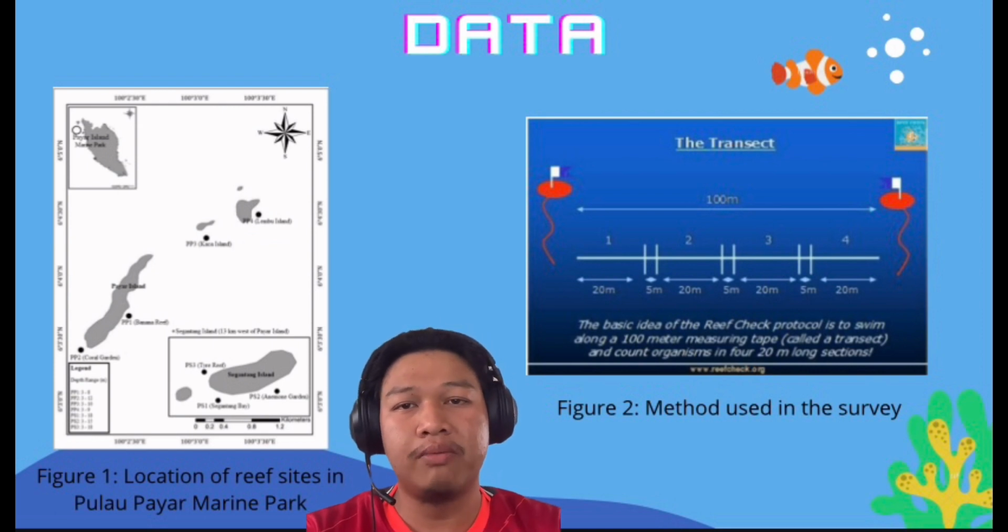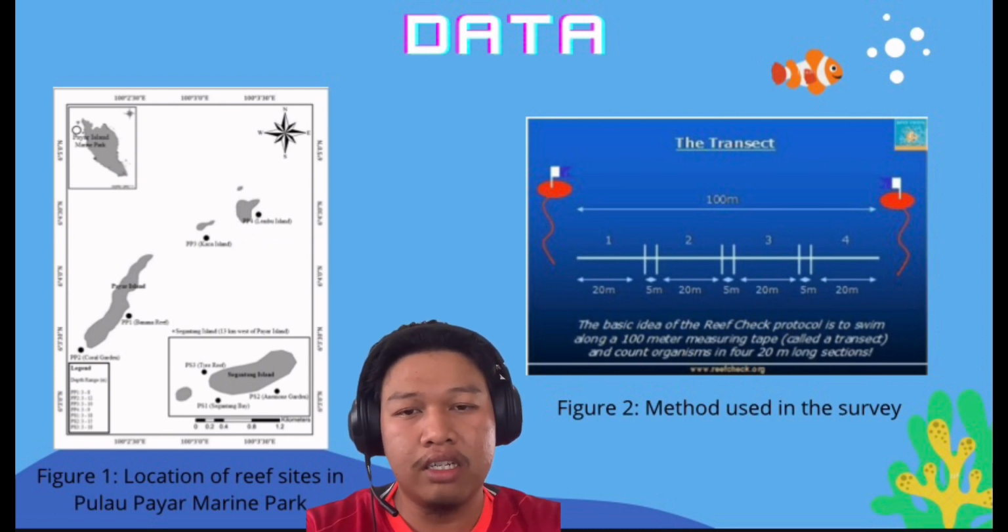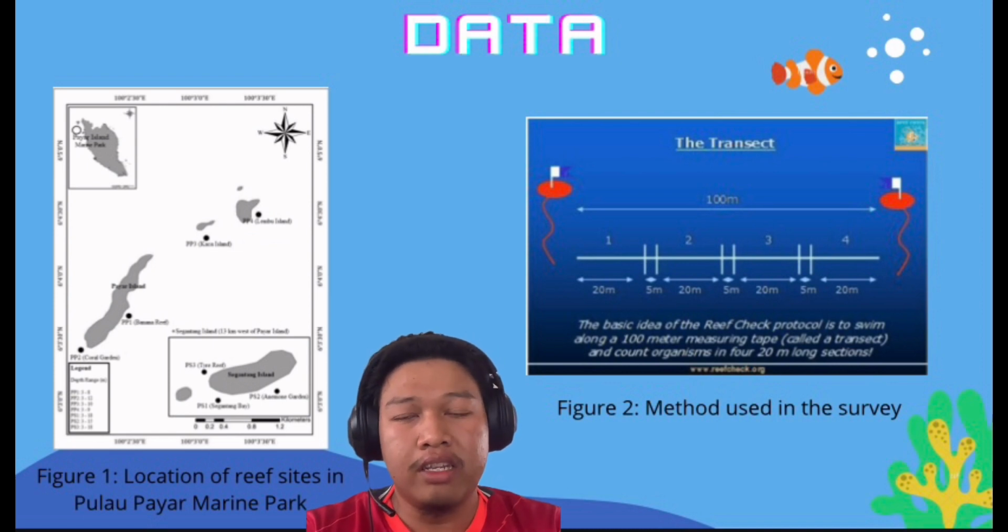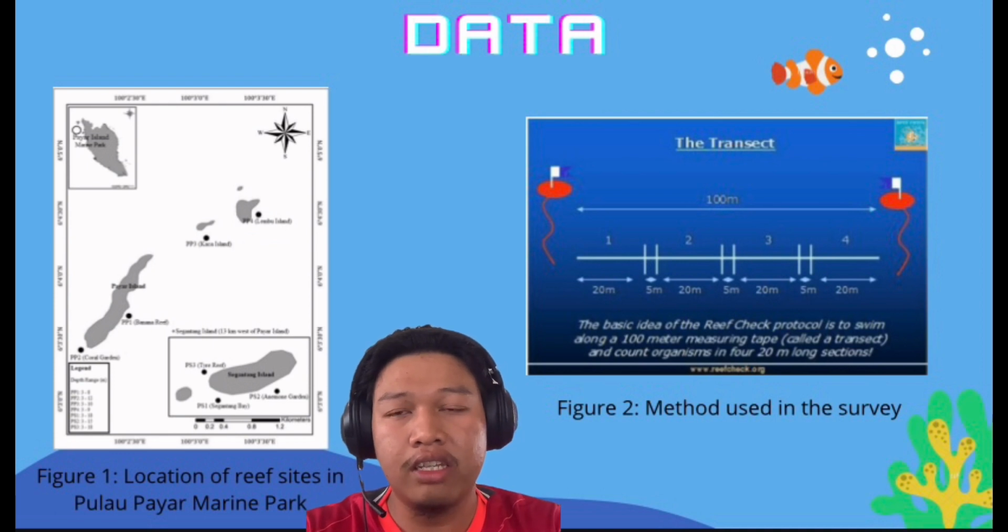Next, I will explain about the method used in these studies as shown in the figure, and it is called the transect line. The method is conducted along 2 depth contours, 3 meter to 6 meter and 6 meter to 12 meter depth. A 100 meter transect line is deployed and along it 4 20 meter lines are surveyed, each separated by 5 meter, which provides 4 replicates per transect. And it can collect 4 types of data: fish abundance, invertebrate abundance, substrate cover, and impact survey.